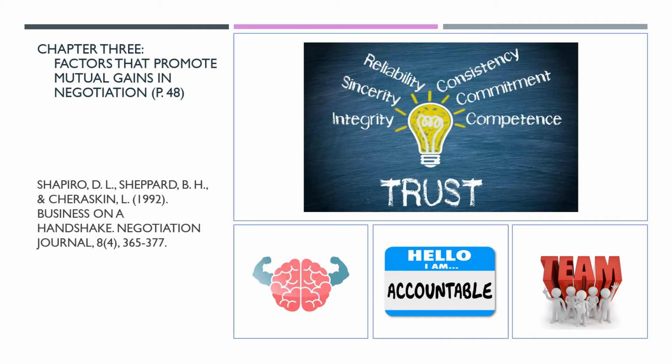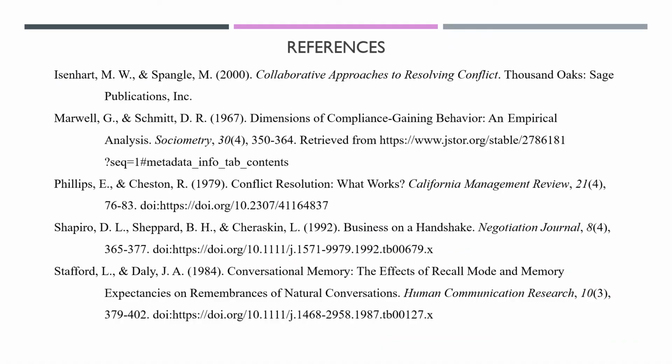The paper has really good information on how to build trust in negotiations, and on page 375 of the paper there's a good table that shows the benefits, costs, and risks of each type of trust level that's implemented.